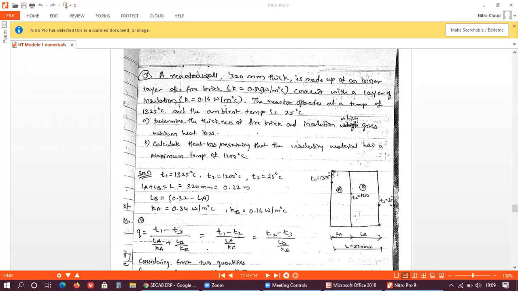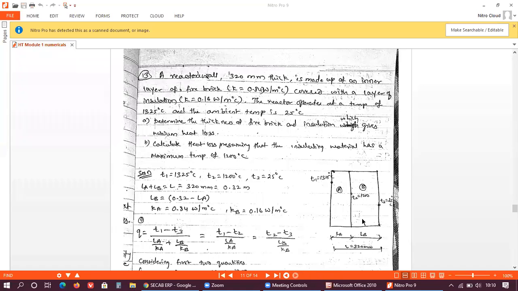So A brick is fire brick, whereas B brick is an insulating material. Okay. So this is the problem statement. Hope you have understood exactly what has been given. It is a reactor wall, and the total thickness of the wall is 320 mm. This reactor wall is made up of two layers again. The inner layer is made up of fire brick, and the outer layer is made up of some insulating material.